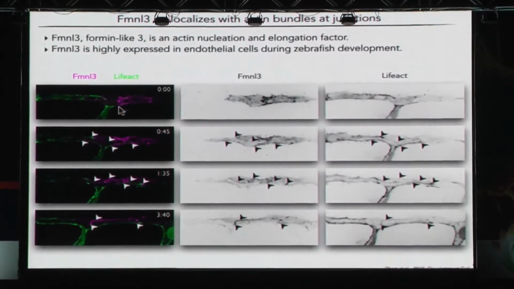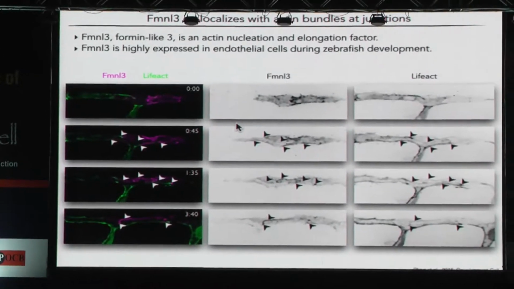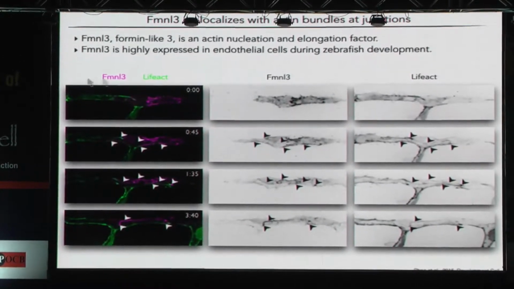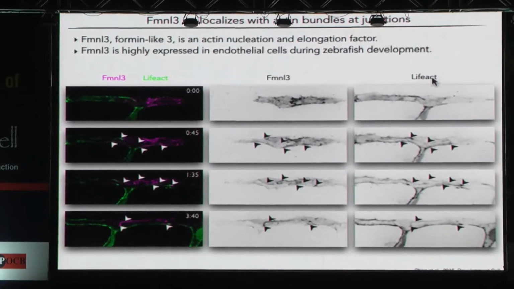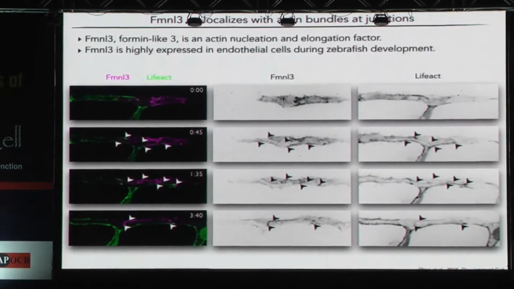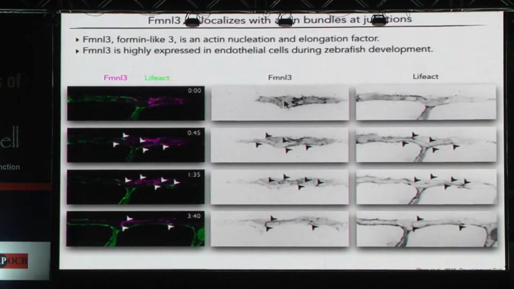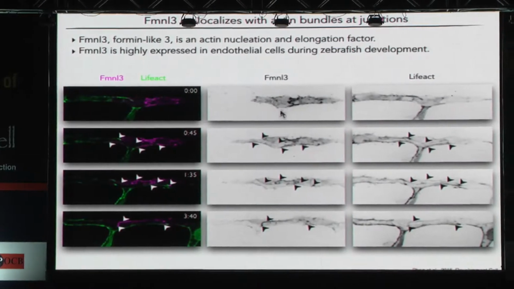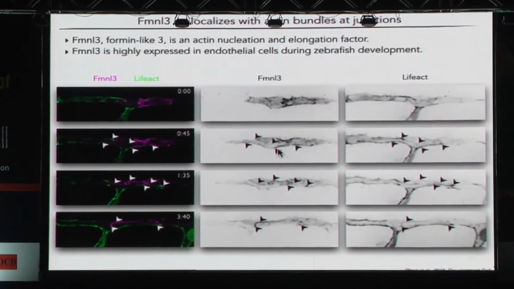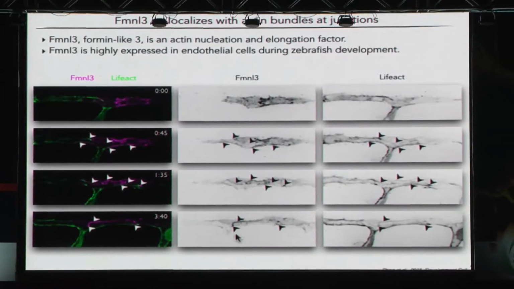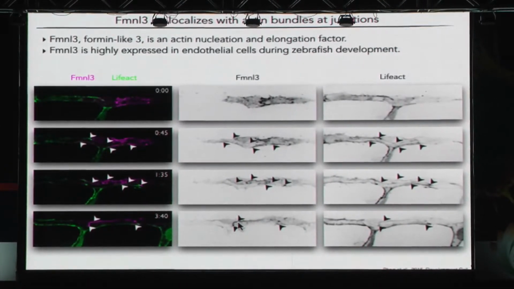So these are still images of a movie that shows the dynamics of FMNL3 in magenta and actin in green. At the beginning, FMNL3 is quite cytoplasmic in localization, but as the vessels develop, FMNL3 becomes localized to the cell-cell junctions where actin cables form, suggesting that FMNL3 may be the actin nucleation factor responsible for generating actin cables there.